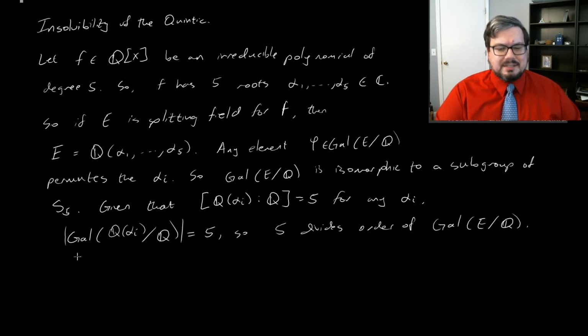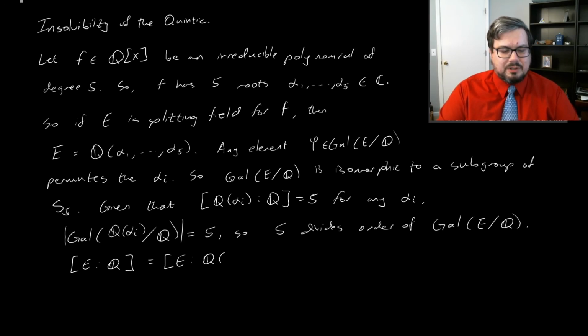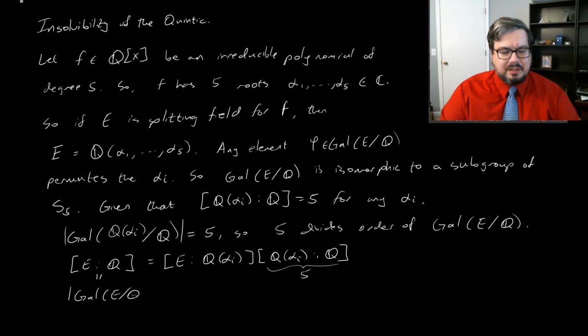Or sorry, not because this is a subgroup, but because we have that the order of E over Q is equal to the order of E over Q(alpha_i) times the order of Q(alpha_i) over Q, and this is equal to 5, and this is equal to the order of the Galois group of E over Q.